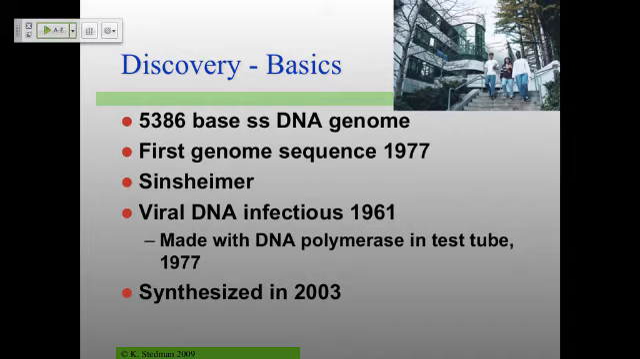The viral DNA was actually shown to be infectious well before they had the sequence, and in fact was the first synthetic genome that was ever made, at the same time as the sequence was determined. So this was, you know, way early days. And in fact, some of the very first experiments with DNA polymerase used this single-stranded DNA genome as their template.